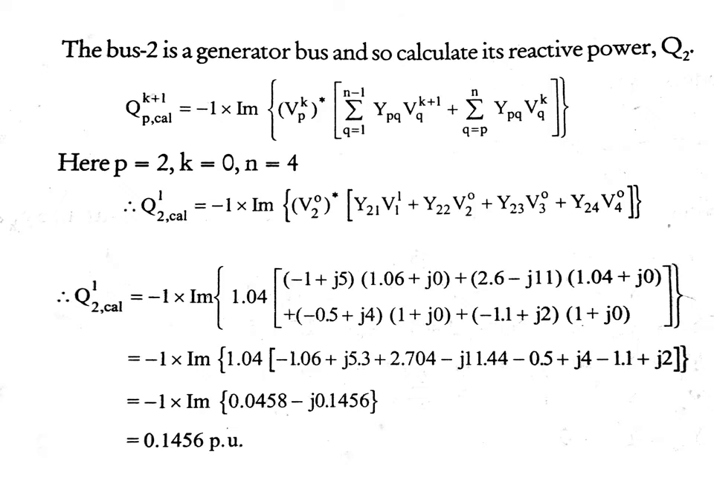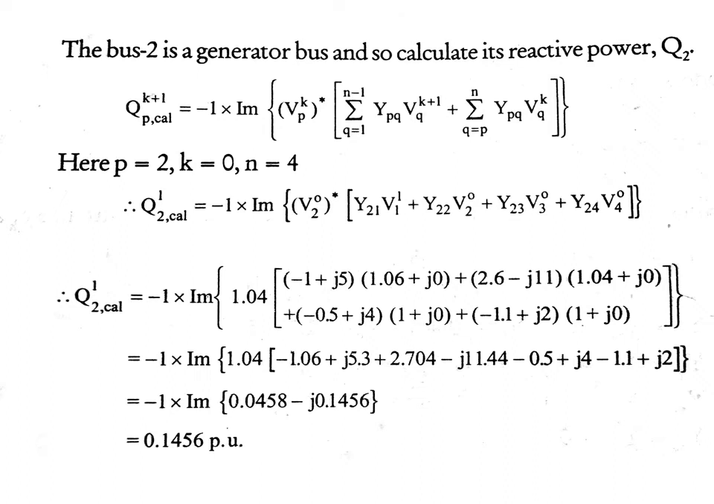When substituting, we can find Q2(1) calculated, that means the reactive power of the second bus on the first iteration. The value will be 0.1456 per unit. Now for the second bus or the generator bus, the reactive power limits are specified in the question itself. Say in that question, let the reactive power limits be 0.1 to 1. The calculated value of Q2(1) is 0.1456, which stays within the limit, so there is no violation of reactive power limits.